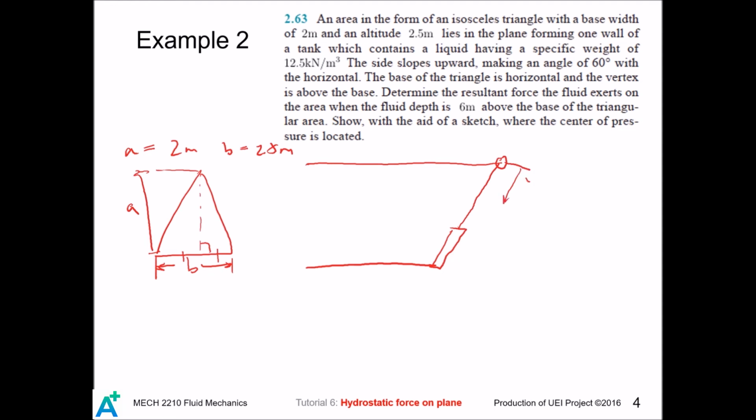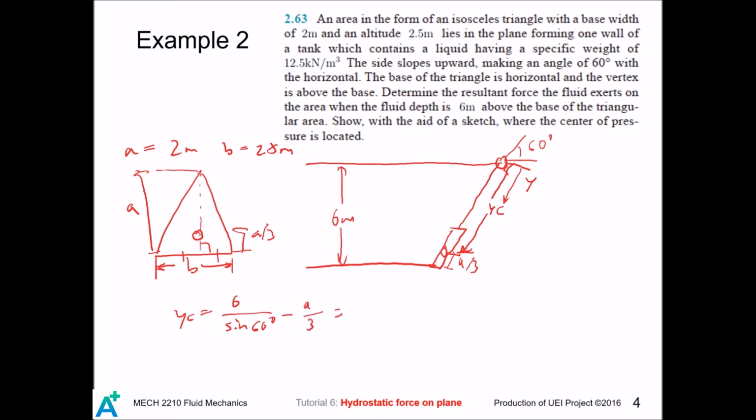This is the y axis, and this is going 60 degrees. The water depth is 6 meters. The center of the triangle is A divided by 3 above the base, and the center in this figure is about here, and this is A divided by 3. So this length is YC, and YC equals 6 divided by sine 60 minus A divided by 3. So that is 6.09 meter. And then HC equals YC sine 60. So that becomes 5.7283 meter.